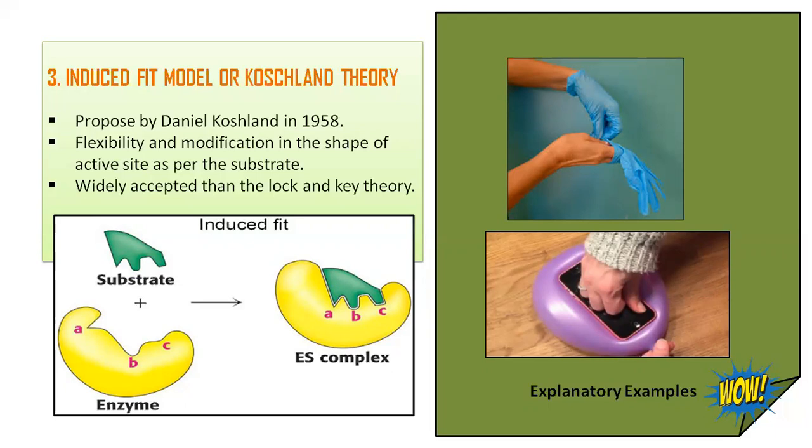Now, explanatory examples. We will discuss only one. Concentrate on the balloon and smartphone. Here, the balloon is playing the role of enzyme and the smartphone is the substrate. As we exert some pressure on the smartphone, the balloon adjusts itself as per the size and shape of the smartphone. Here, the balloon acts as the active site or plays the role of an enzyme.